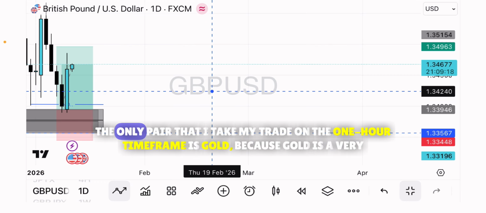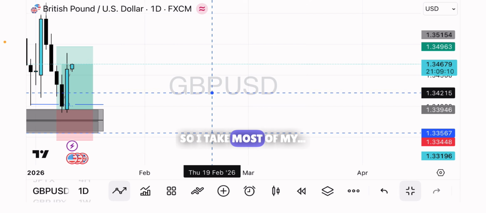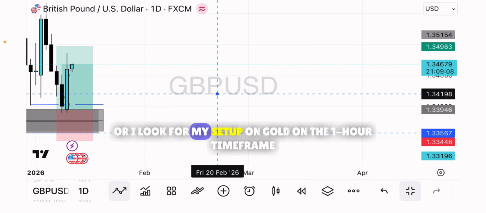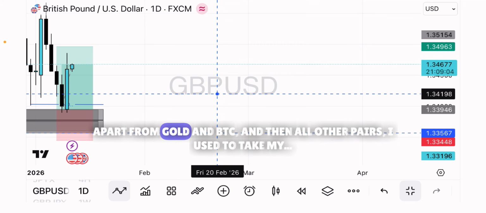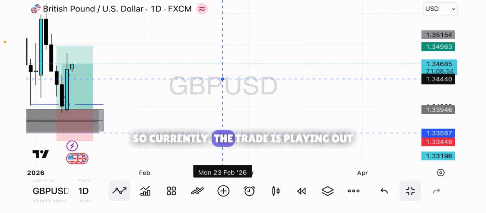The only pair that I take my trade on the 1 hour time frame is gold, because gold is a very volatile pair. So I look for my setup on gold on the 1 hour time frame. Apart from gold and BTC, all other pairs I take on the daily time frame. So currently the trade is playing out.